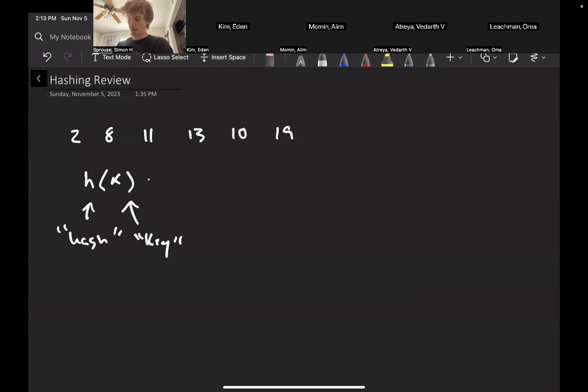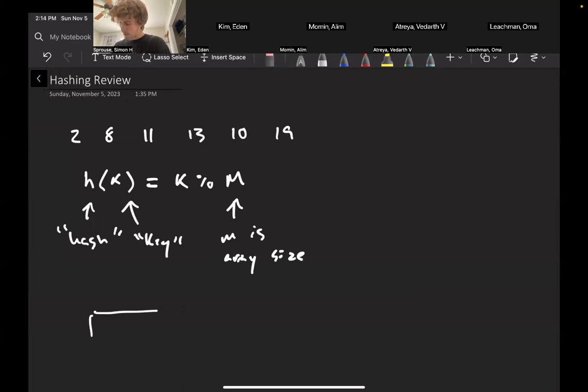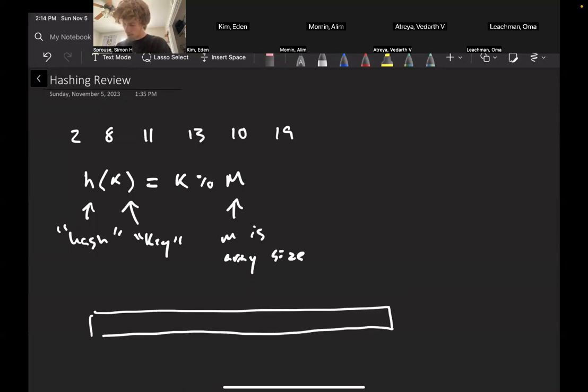And then we're going to define that function to be k modulus m, where in this case m is the size of the array that we were looking at. So m is array size. I think in the example that we had on the slides, m was equal to 11. So let me just draw this real quick. We had something that looked like this, and indexes 0 through 10, I believe.